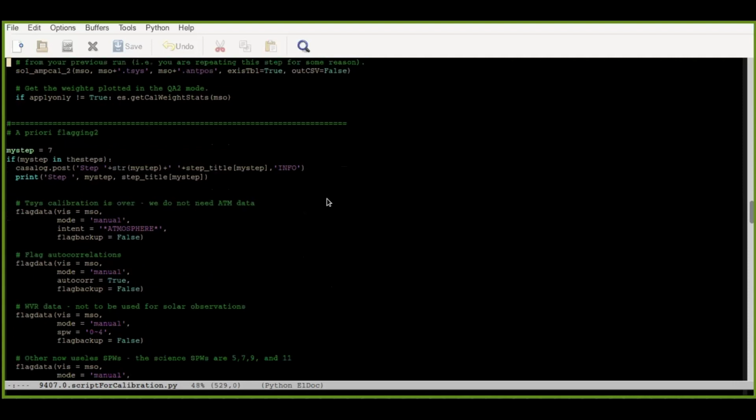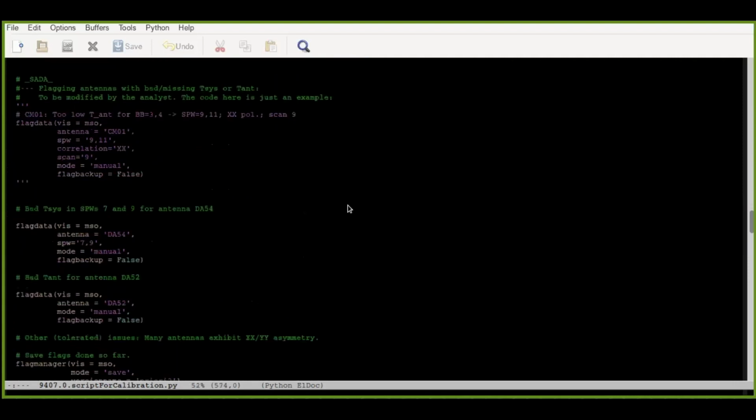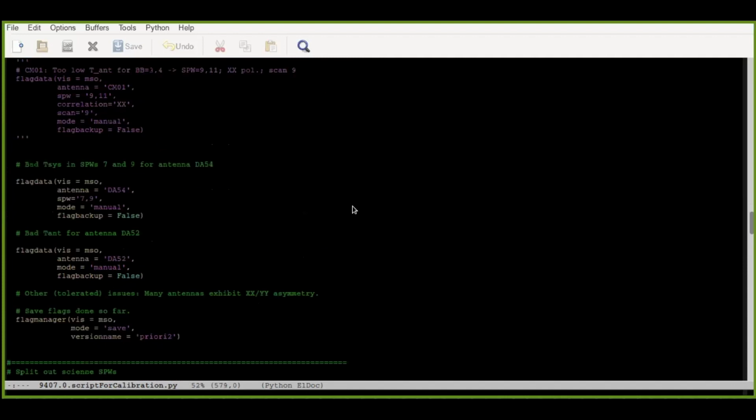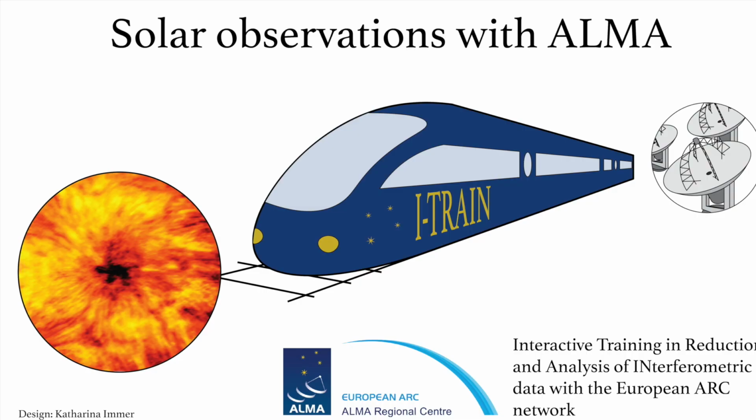Then the other steps are again pretty much the same, like in standard calibration. Here we flag some antennas based on Tcis and Tant. So for example, here we flag Tant for antenna DA52. So let me once more stop sharing this and show you how the Tant plots look like.